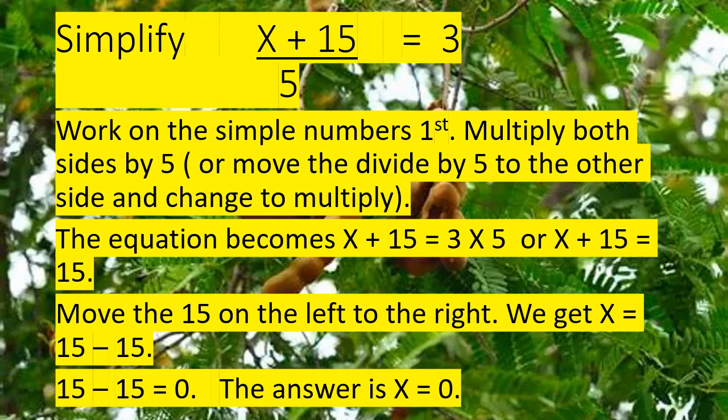Next one, x plus 15 divided by 5 equals 3. So work on the simple numbers first. Multiply both sides by 5. Or move the divide by 5 to the other side and change to a multiply. It does exactly the same thing. So the equation becomes x plus 15 equals 3 times 5. Or x plus 15 equals 15.